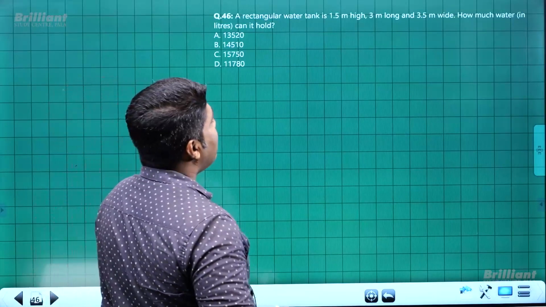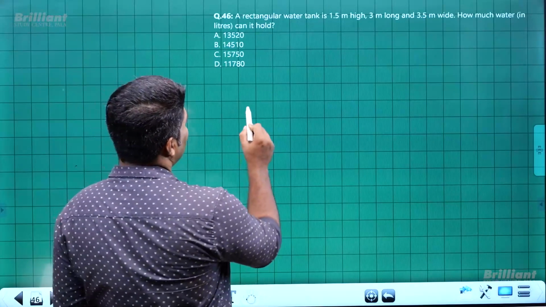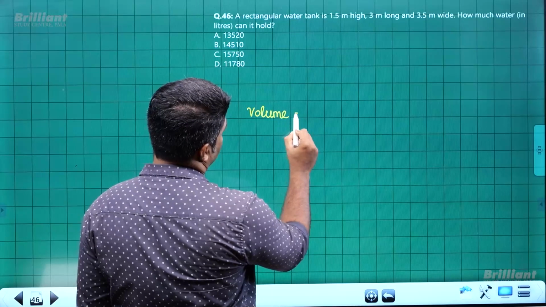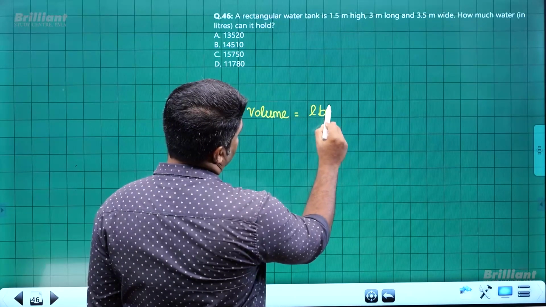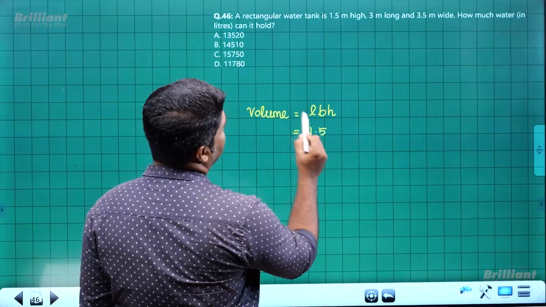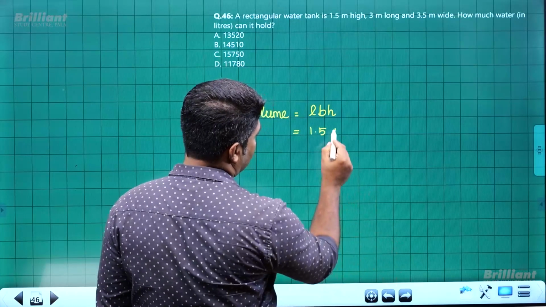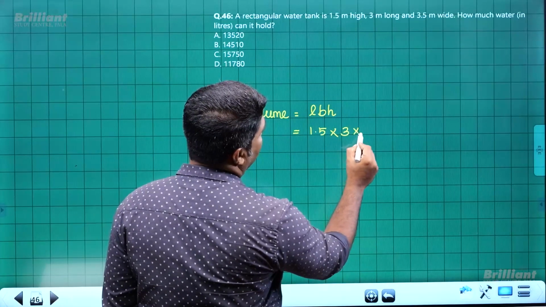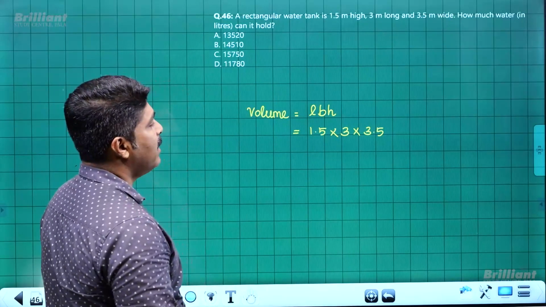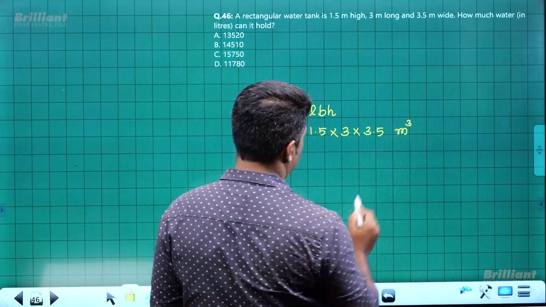So a rectangular water tank is nothing but in the form of a cuboid. What is the volume of such a cuboid? That is length into breadth into height. Here the height is 1.5, 3 meter long, and 3.5 meter wide. Just multiply it together. This many meter cube, don't forget the unit, meter cube.